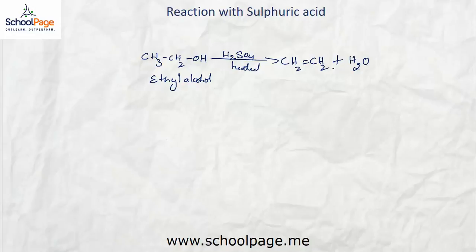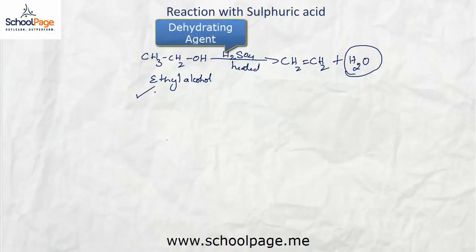When we heat ethanol at high temperature in the presence of concentrated sulfuric acid, it results in the formation of ethene and a water molecule. So this is nothing but a dehydration reaction. As you can see, a water molecule has been removed from ethyl alcohol, and hence this reaction can also be called a dehydration reaction. The concentrated sulfuric acid is acting as a dehydrating agent which removes water from ethanol.